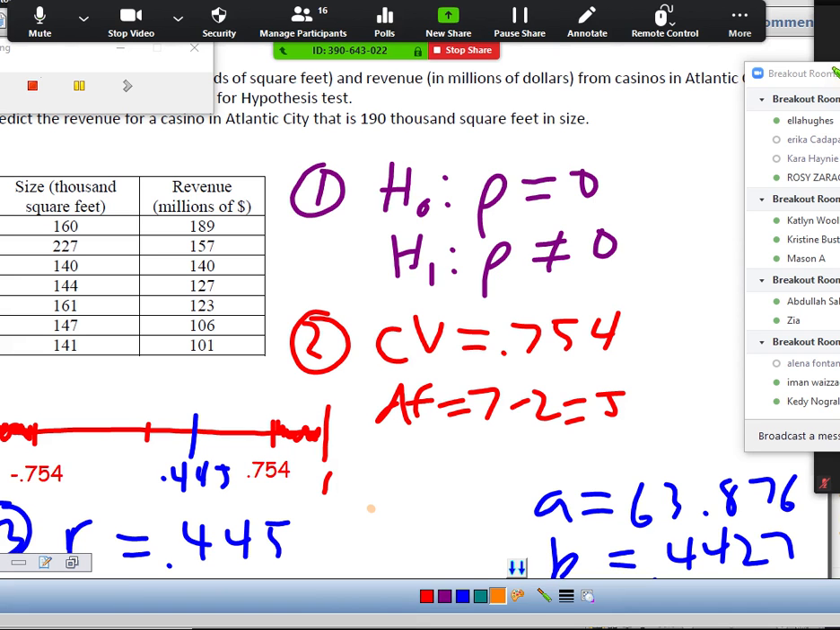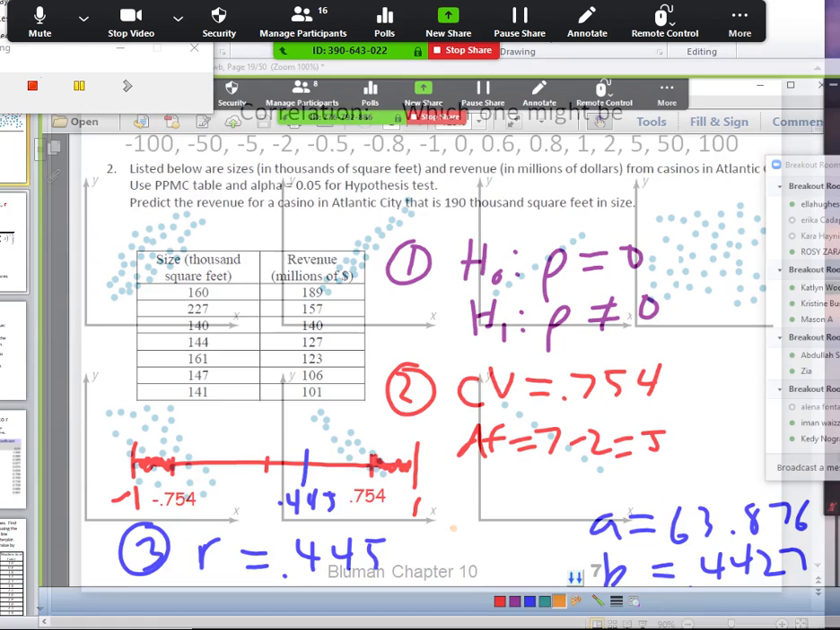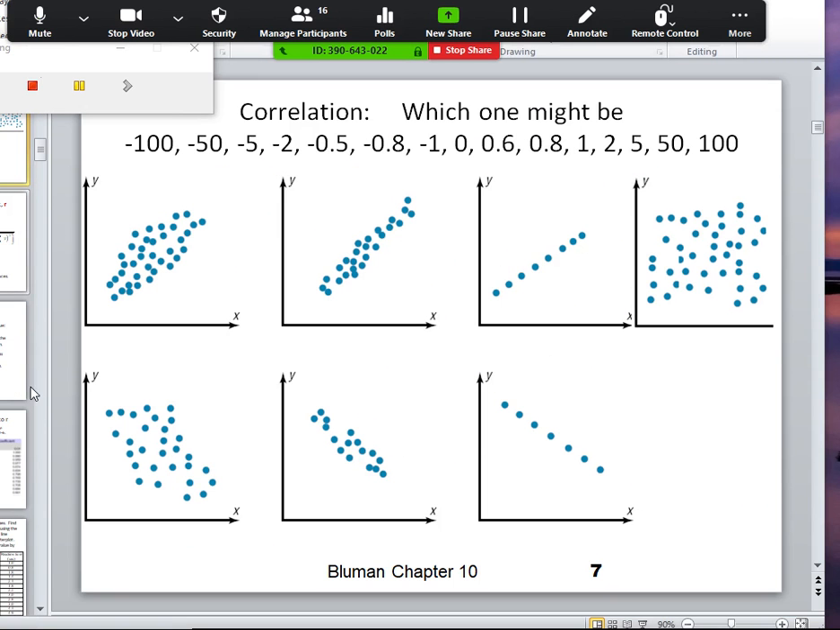So I'm going to, you know what? We're going to skip ahead a bit. Hold on a second. I want to talk about the second part that we didn't really discuss. Regression.